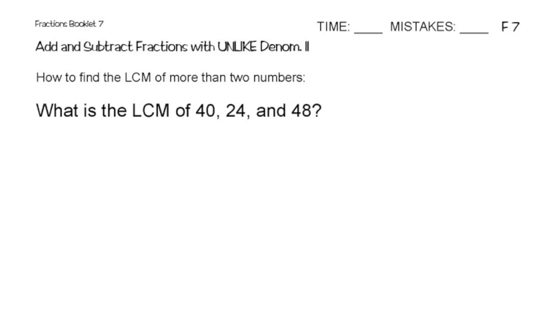Finally, we're going to move on to page 5. We're going to find out how to find the LCM of more than two numbers now. So let's try to find the lowest common multiple of 40, 24, and 48.